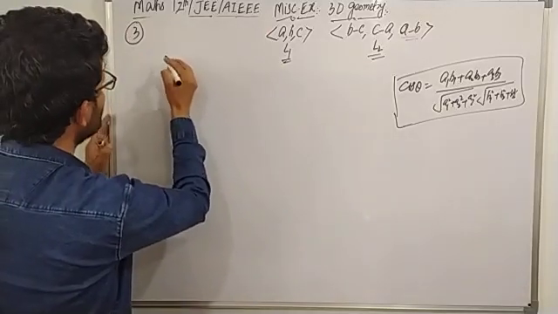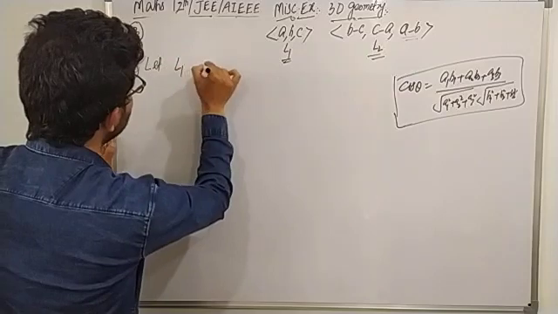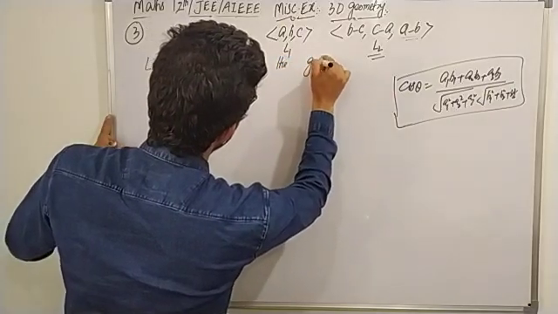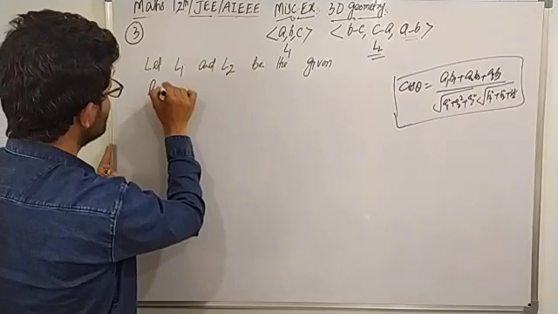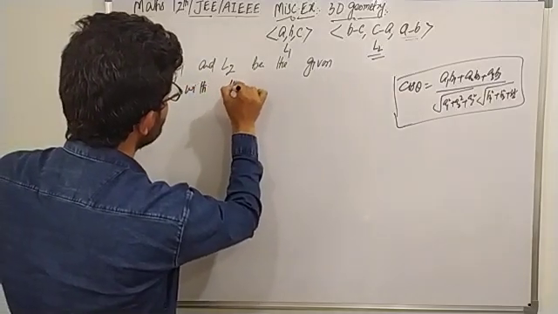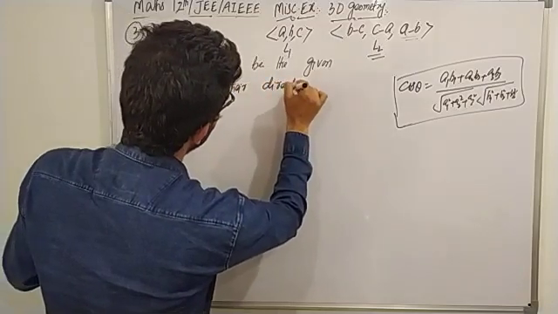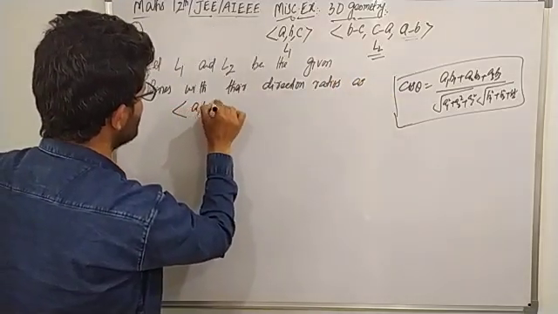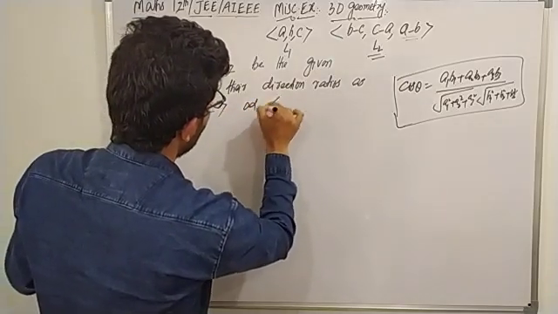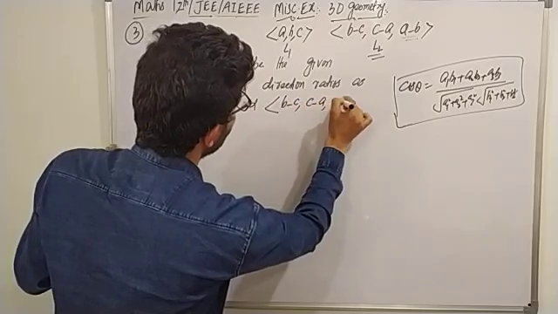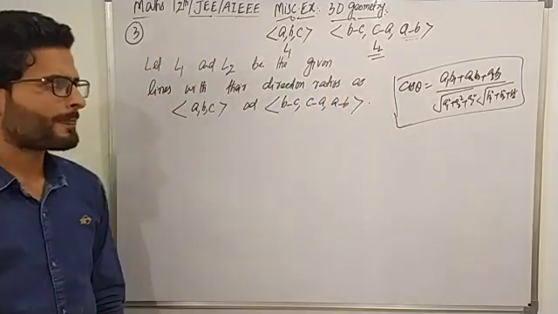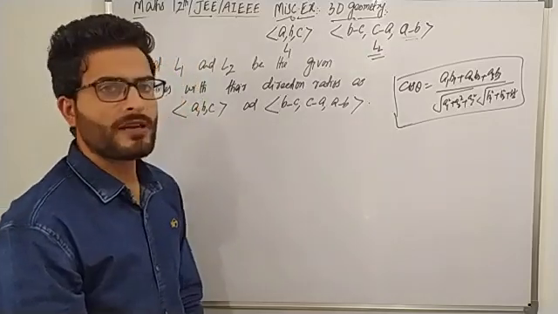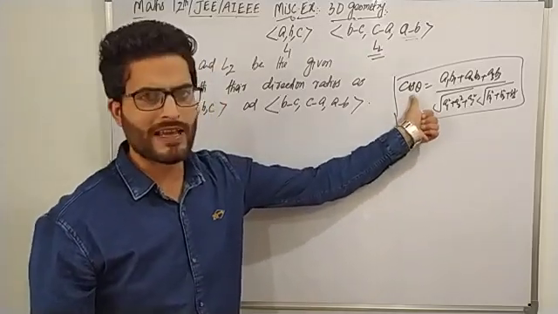So सबसे पहले यहां पे मेंशन कर देंगे let L1 and L2 be the given lines with their direction ratios as ordered three tuple of A, B, C and ordered three tuple of B minus C, C minus A, A minus B. तो ये है इन दो लाइन्स के गिवन डायरेक्शन रेशियोज और हमें इनके बीच में एंगल चाहिए. तो इनके बीच में जो एंगल होगा दैट इज गिवन बाय द एक्सप्रेशन.